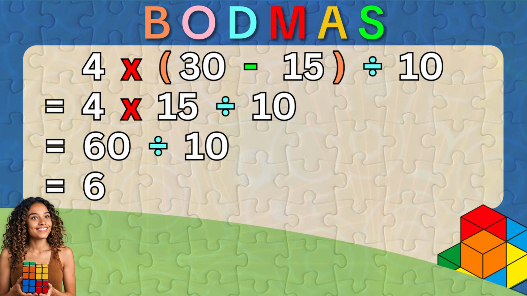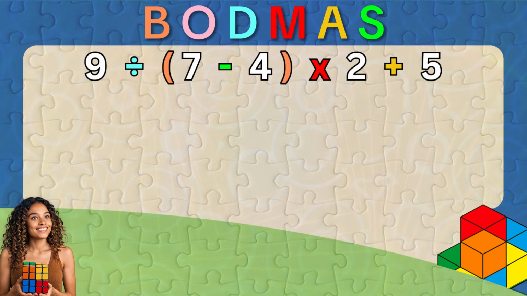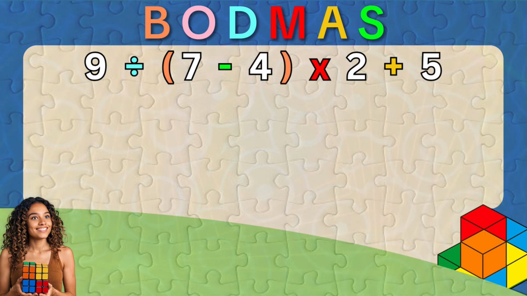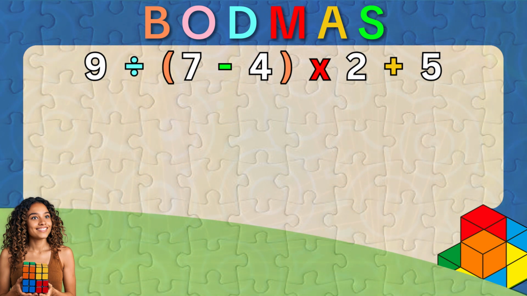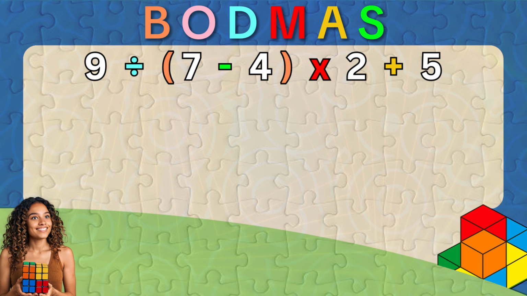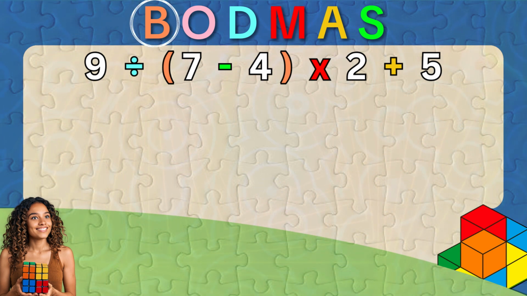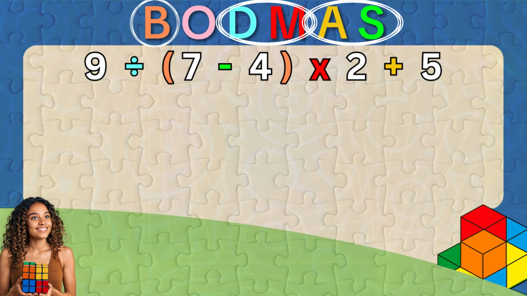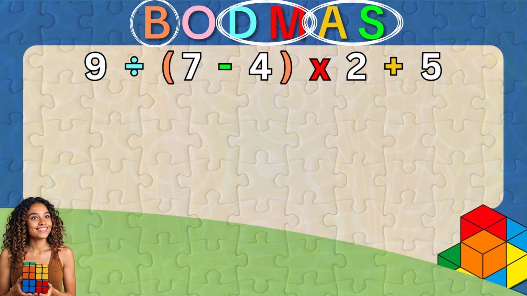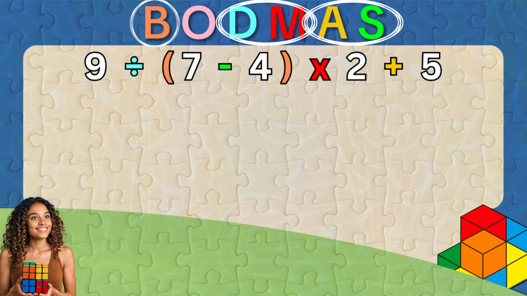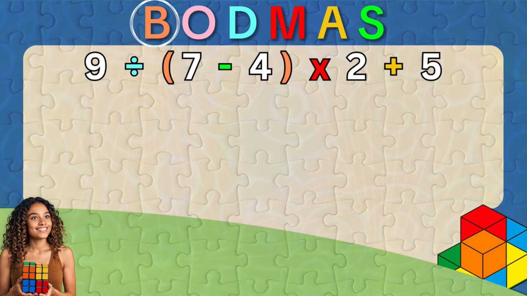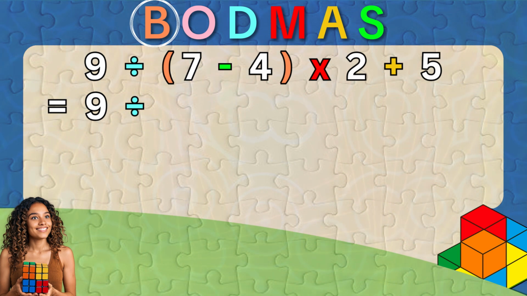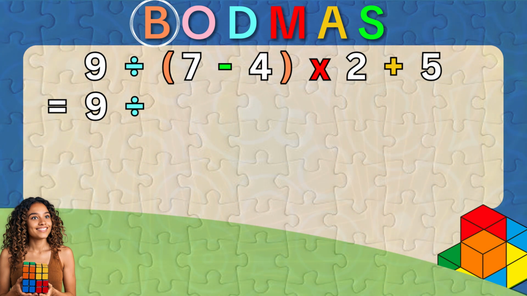Now let's have a look at this problem. Ostensibly it seems a little bit more daunting, but if we know our order of operations, then it becomes quite straightforward. We've got quite a few operators in there, including brackets, division and multiplication, and we also have addition and subtraction. But which process is first? That's right, you've got it, it's the brackets. So let's write down the 9 and the divide symbol first, but we're not going to be doing that operation just yet.